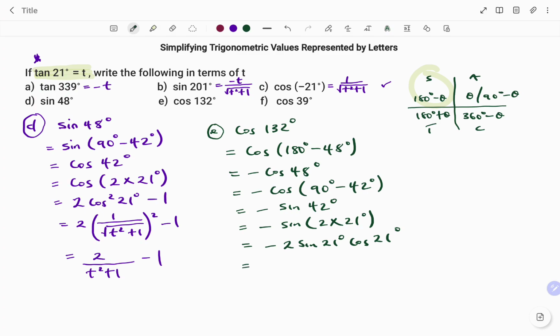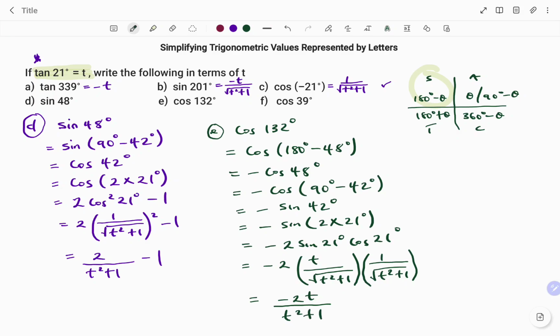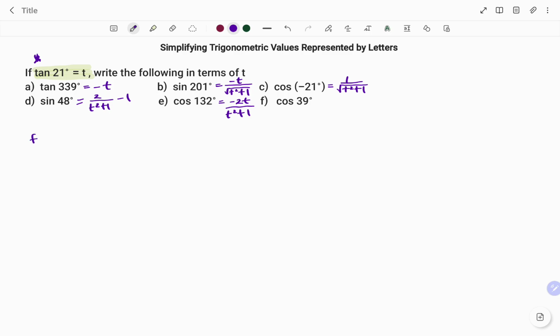Simplifying further, I have that as negative 2 times sine 21 degrees, that's t over root of t squared plus 1, and cos 21 degrees will be 1 over root t squared plus 1. The final answer will be, for our numerator, negative 2t over a denominator t squared plus 1. And last but not least, we have our F.